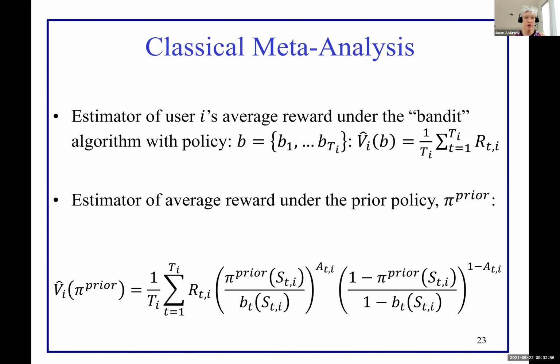Now, the estimator of user i's average reward under the Bandit algorithm: here we have to recognize the Bandit algorithm is learning. So it has a different probability of sending a suggestion as time goes on, even if the individual were in the exact same state. But it doesn't matter, because all we need to do is take the average of the rewards we see in front of us for this user. Then to estimate the average reward under the prior policy, we use importance weights. More sophisticated estimators have been developed for this setting, but here we kept it very simple. We didn't use, for example, a doubly robust estimator. We just used importance weights.